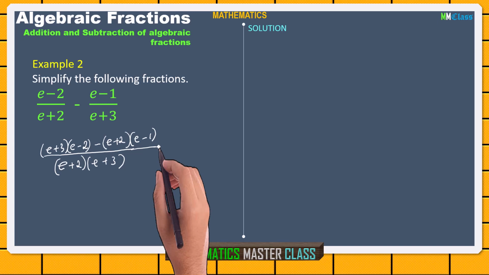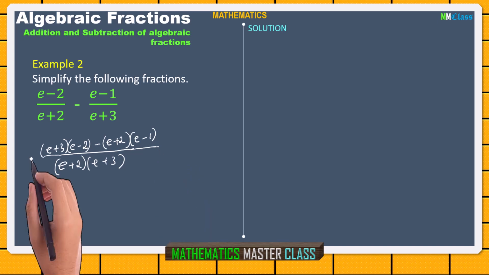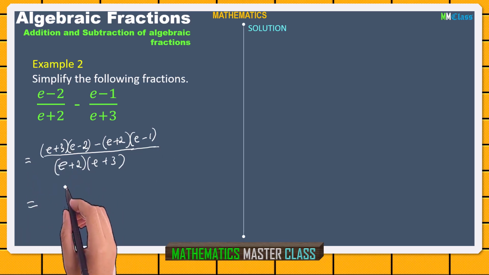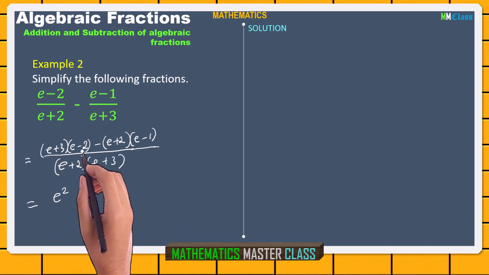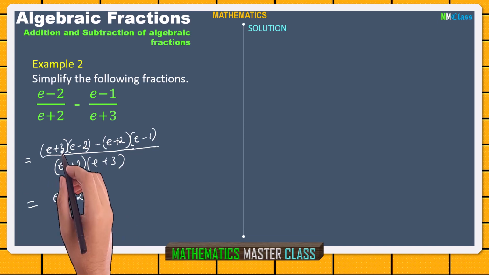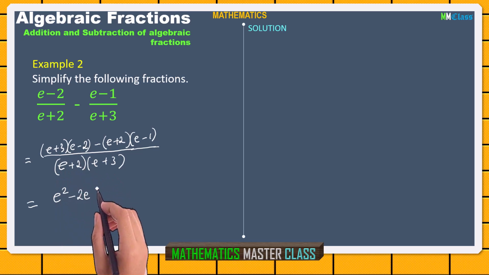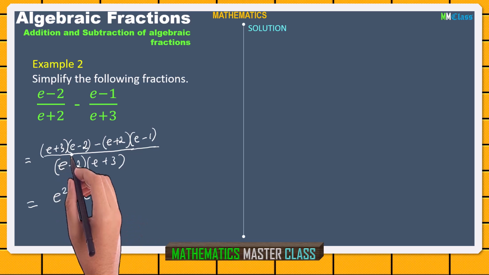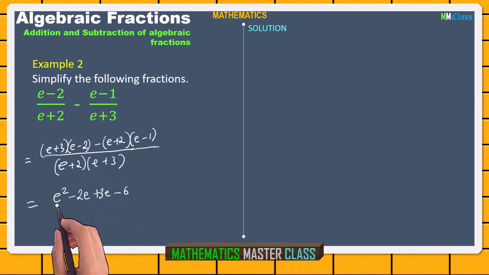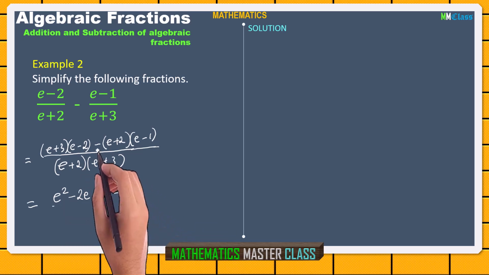So the next thing is for us to expand the bracket. In our expansion, we are going to get this e to multiply this e here will give us e square. Then the e again to multiply minus 2 gives us minus 2e. Plus 3 times plus e will give us plus 3e. Then plus 3 again times minus 2 will give us minus 6. Then we have minus here.